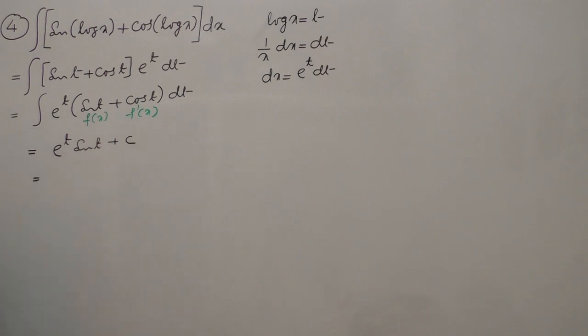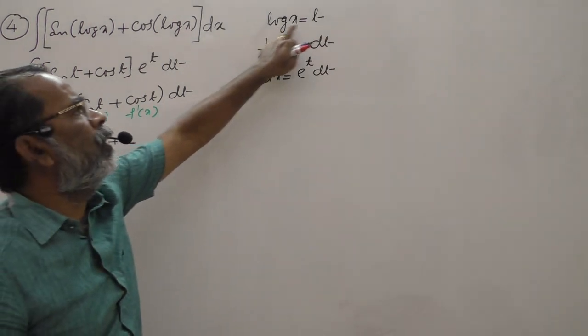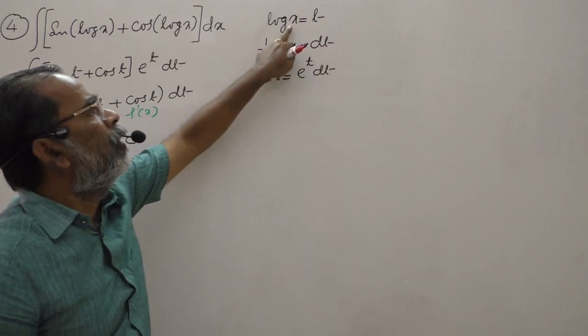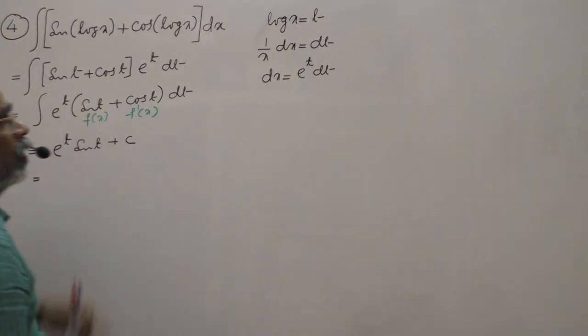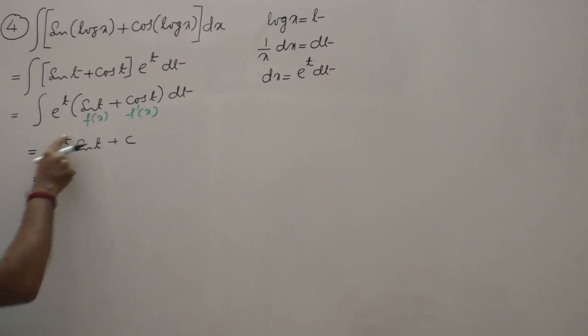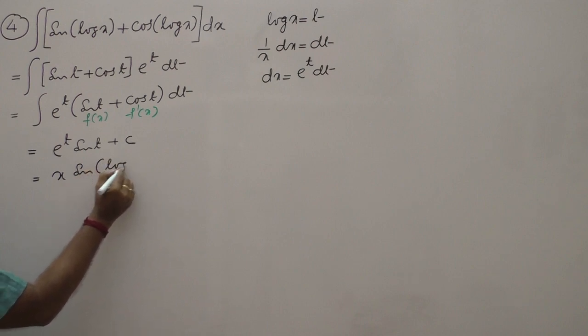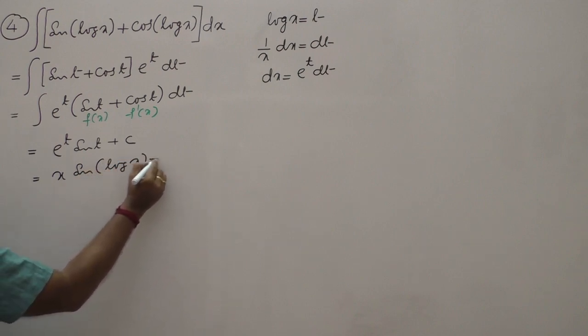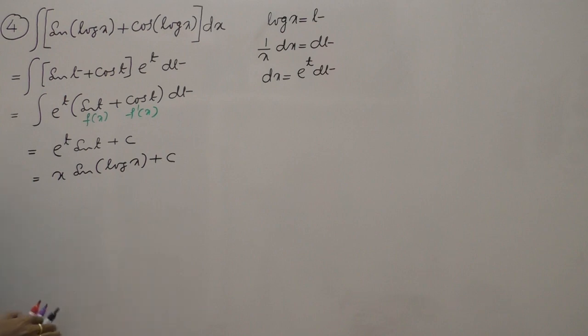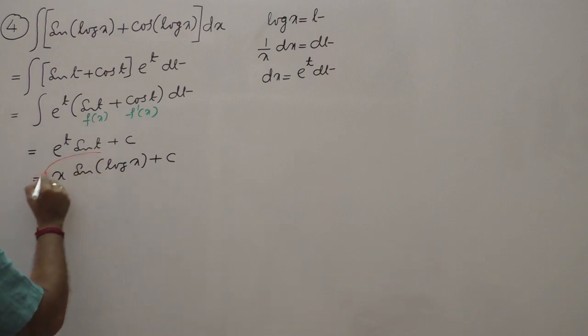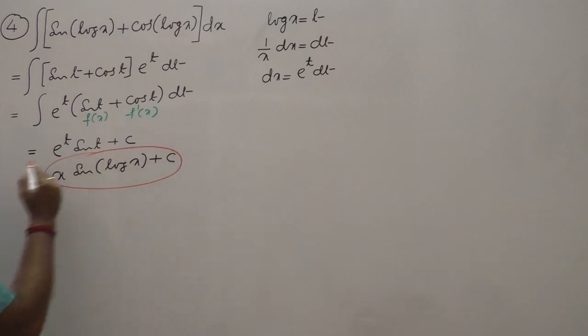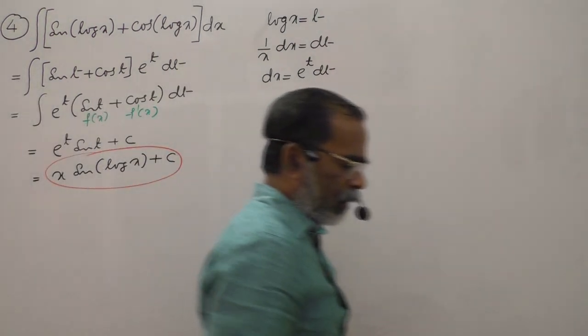Therefore, e power t, what is e power t? Log x equal to t. If you take, what is e power t? E power log x. E power log x is nothing but x into sine of t. What is t? T is log x, plus c. Yes, this is the answer, integral. Next we will see another question.